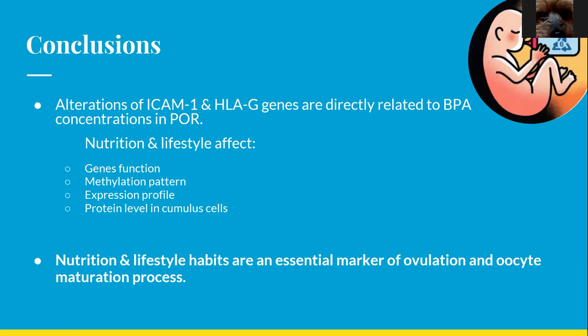Okay, and then conclusions. To reiterate, alterations of ICAM1 and HLA genes are directly related to BPA concentrations in women with poor ovarian response. To get more into it, nutrition and lifestyle affect everything. They affect how your genes function, how your DNA is methylated, the expression profile of your proteins, and also your protein level in cumulus cells. So it all matters, and it is an essential marker for ovulation and the oocyte maturation process. So if you're trying to get pregnant, avoid plastic. And then I think I just have works cited, and that's it.